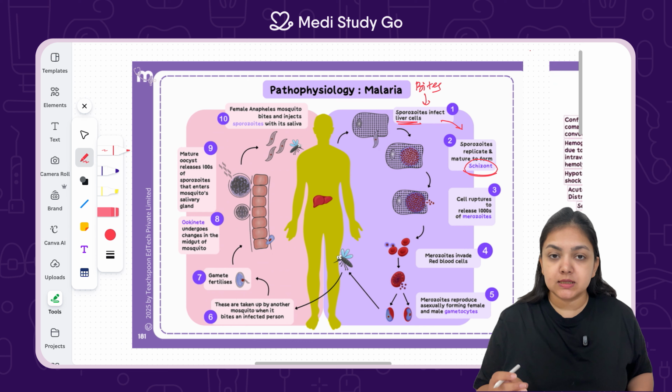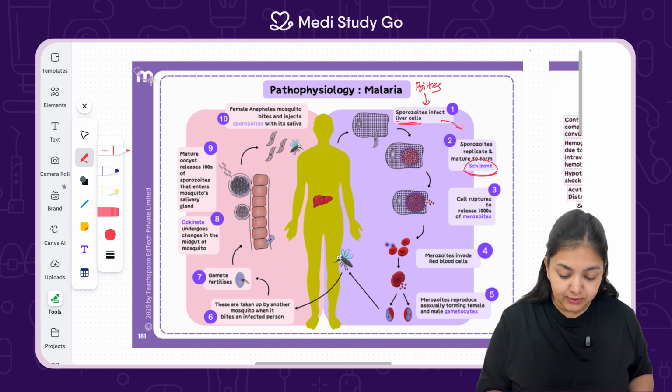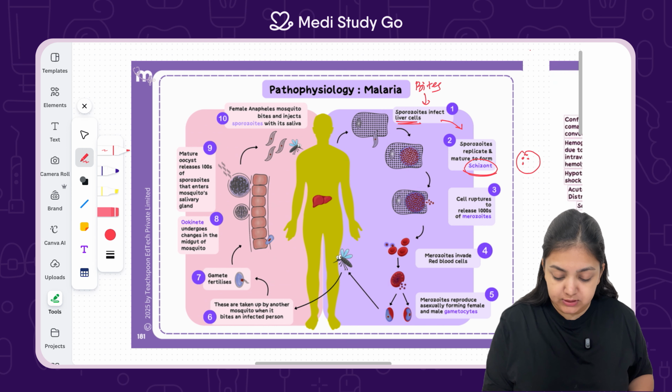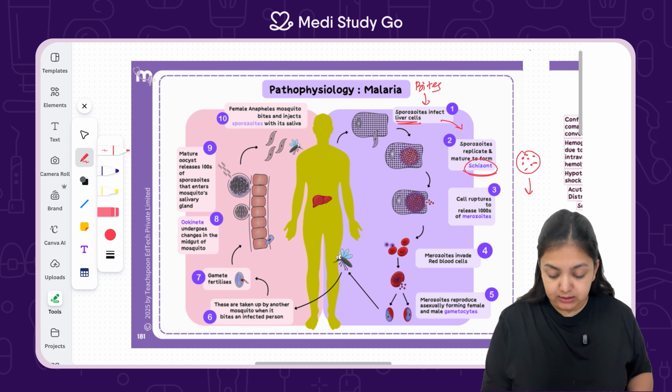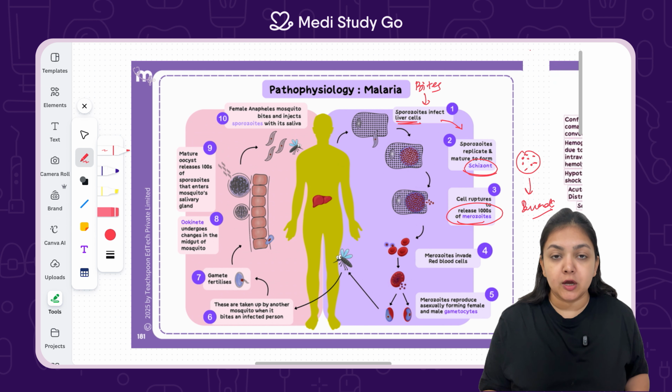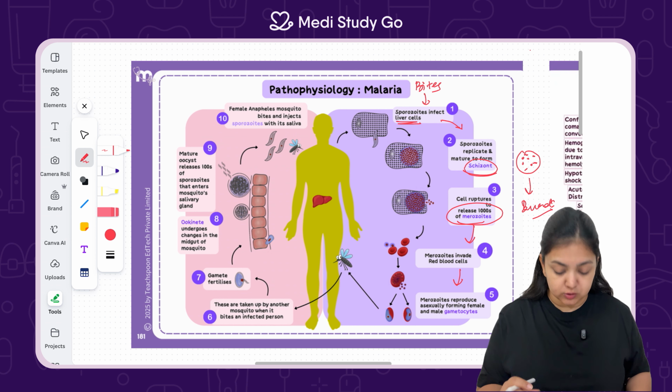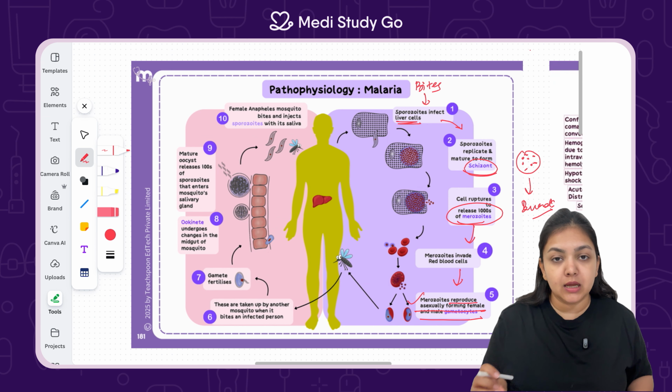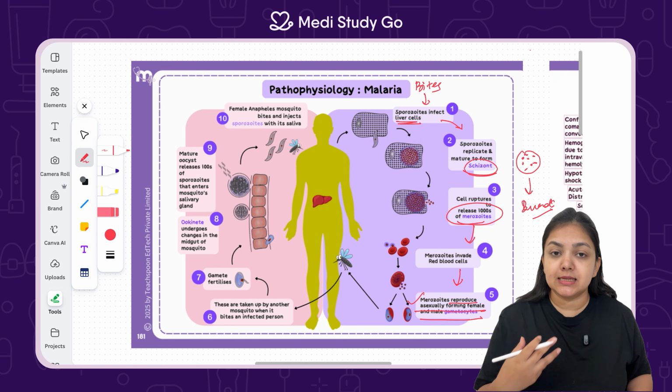Now this schizont is contained in the liver cell itself. When the liver cell contains too many of these cells, it is going to burst. This burst of the liver cell releases thousands of merozoites into the bloodstream. So now the infectious agent has reached the bloodstream. These merozoites then invade the red blood cells. The red blood cells provide a home to these merozoites, and the merozoites reproduce, forming female and male gametocytes. So the gametocyte is the next stage.